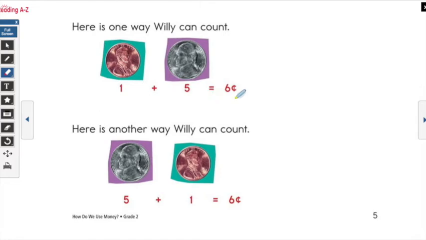6 cents. Here is another way Willie can count. 5 cents for our nickel plus 1 cent for our penny equals 6 cents. 5 plus 1 equals 6. It doesn't matter if you count the penny first or the nickel first because look, they both equal 6 cents.